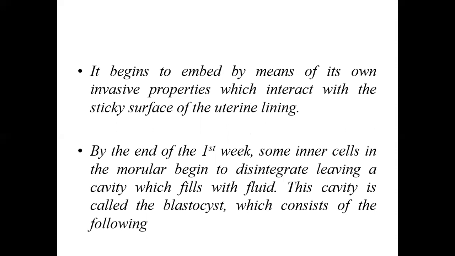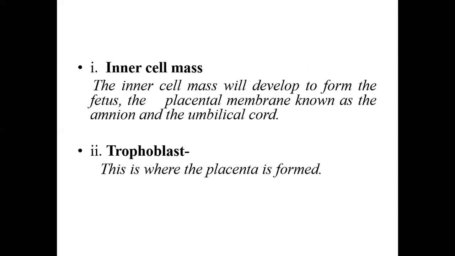Now, by the end of the first week, some inner cells in the morula begin to disintegrate, leaving a cavity. And this cavity is filled with a fluid. So this is what is now known as a blastocyst, okay? And usually this blastocyst will consist of the following. One, the inner cell mass. It's important to take note that this inner cell mass will develop to form the fetus, okay? The placental membrane, also known as the amnion, and the umbilical cord.